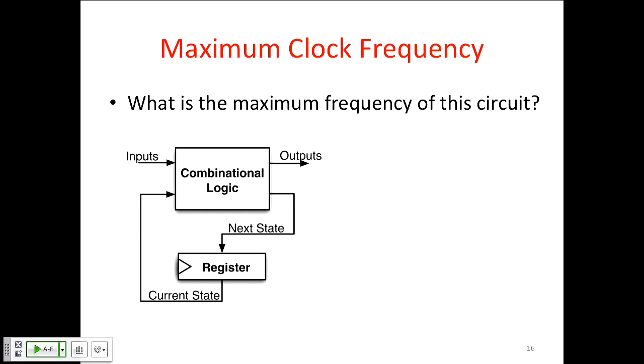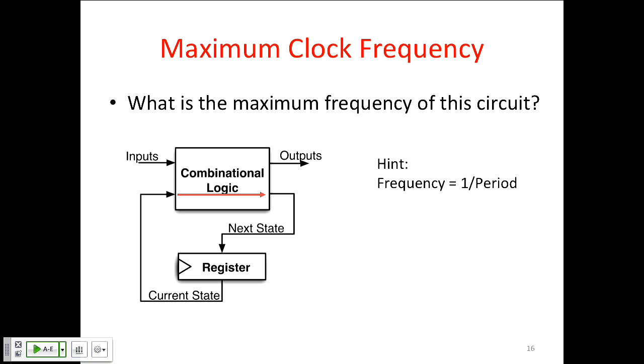Okay, so now we know enough to figure out how to calculate how fast we can clock a circuit. Every digital system you can draw like this. You take all the combinational logic in the system and put it in a big bubble, take all the registers and put them all together as one. Then you can figure out the maximum frequency. The maximum frequency is just 1 over the period, 1 over the maximum time you have to allow for the circuit to settle.